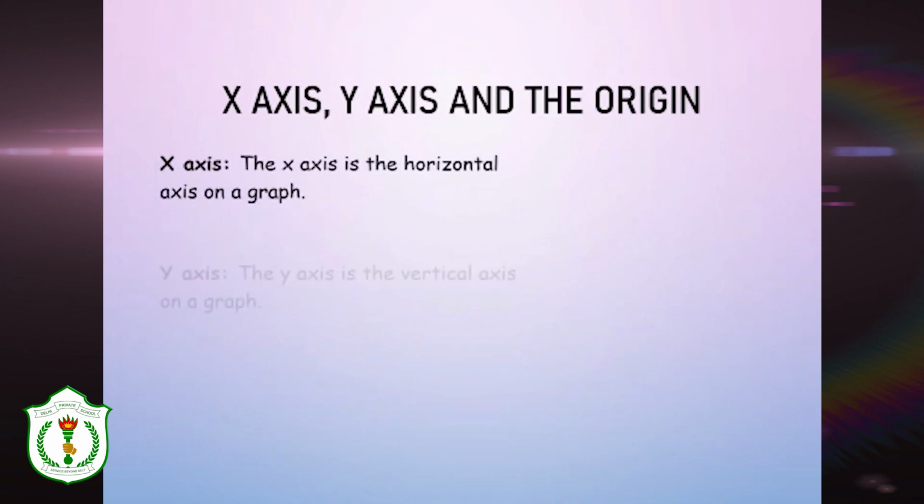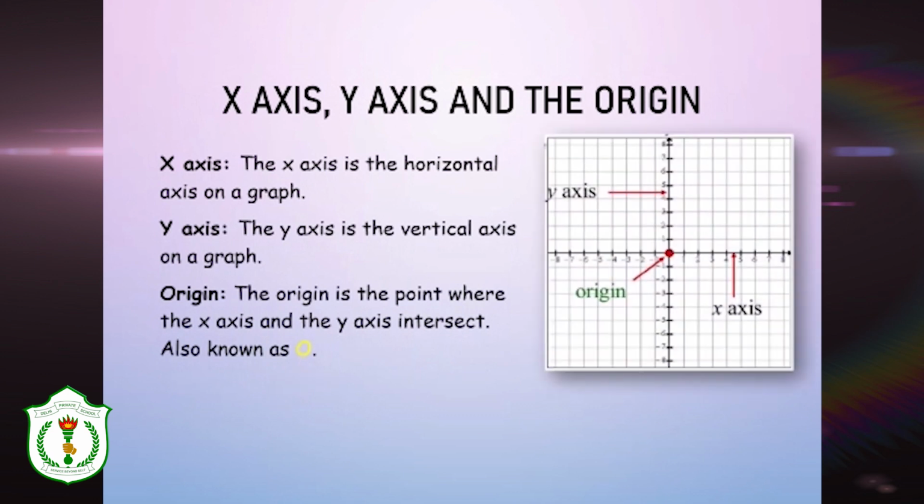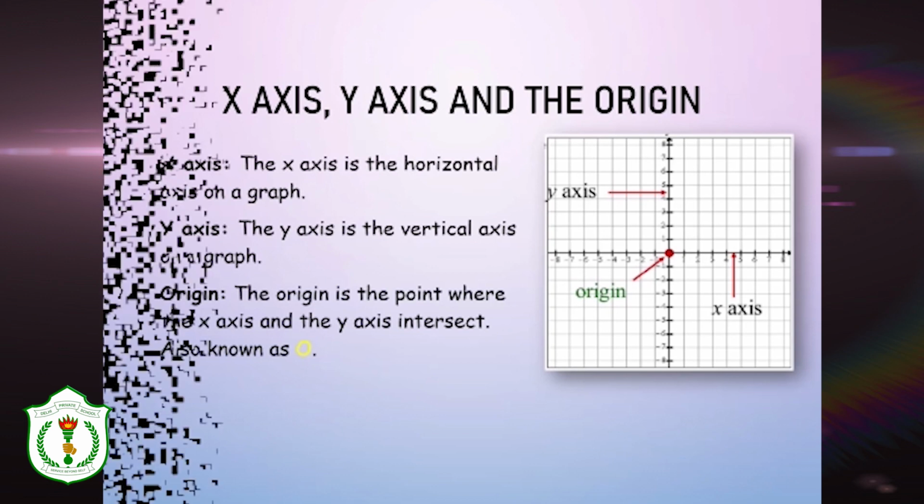X-axis, y-axis, and the origin. The x-axis is the horizontal axis on a graph. The y-axis is the vertical axis on a graph. The origin is the point where the x-axis and the y-axis intersect. It is also known as O. In this picture, you can see that the horizontal axis is labeled as x-axis and the vertical axis is labeled as y-axis, and the point in the center is labeled as origin.